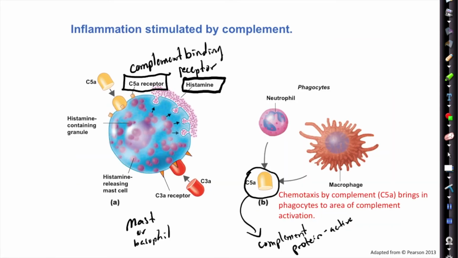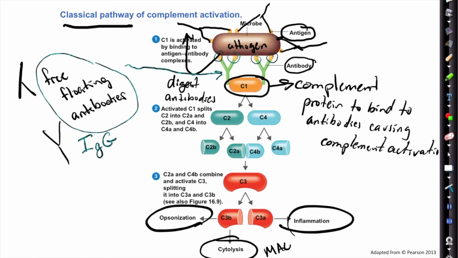So this just shows you how you cause inflammation. It's going to be a mast cell or basophil binding the complement, which releases histamine. So the classical pathway for complement activation: antibody binds to the pathogen. The antibody then can bind to complement. Complement then goes through cleavage, and there's opsonization, cytolysis, or inflammation. And so when we talk about these free-floating antibodies, we are talking about IgG. Just bring that back to our chapter 18.